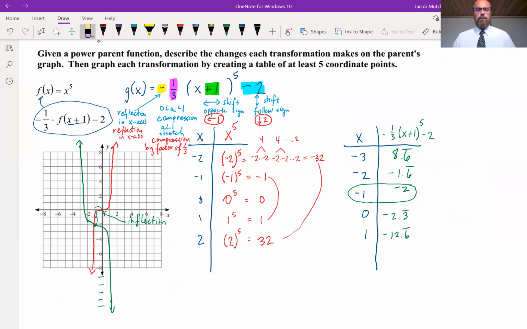And there we go. We've got our transformed graph to prove that we described those changes in the equation about how they're going to change the parent function's graph. Thank you for joining for this investigation of transformations of power parent functions. I'll let you go describe and prove those changes for your own power parents. I'll see you soon.